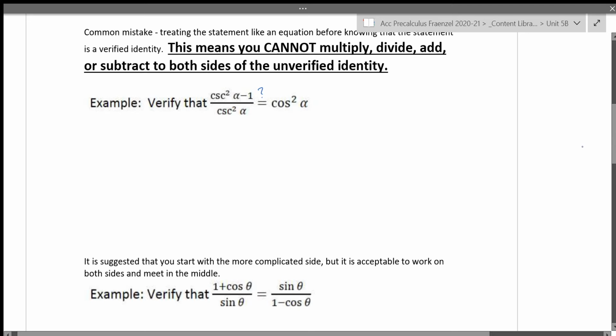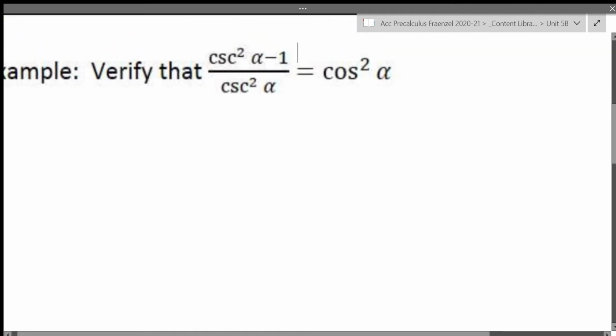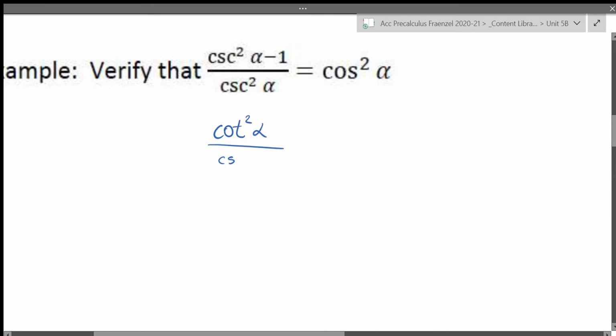If cotangent squared alpha plus 1 is cosecant squared, then this has to be cotangent squared, the numerator. So let's go ahead and say that. So we use the Pythagorean identity, always the first thing we want to be looking for. So this should be cotangent squared alpha over cosecant squared alpha. That is cosine squared alpha.